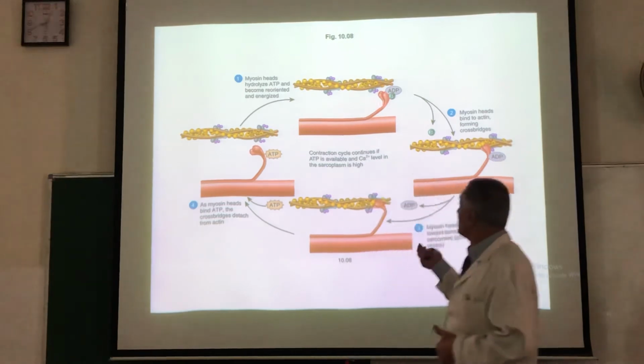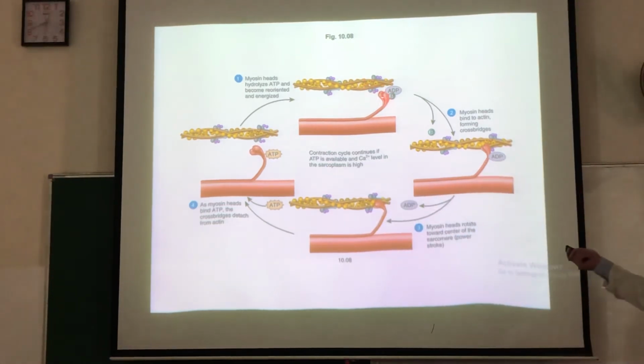So again, you have interaction. When you have calcium, once you have interaction, you have tilting or bending. By this bending, you are pulling the thin filaments toward the center of the sarcomere, then you have detachment. We will see this process in more detail.